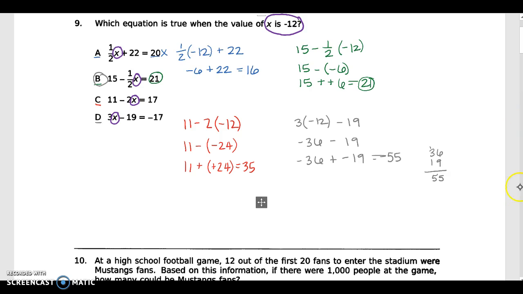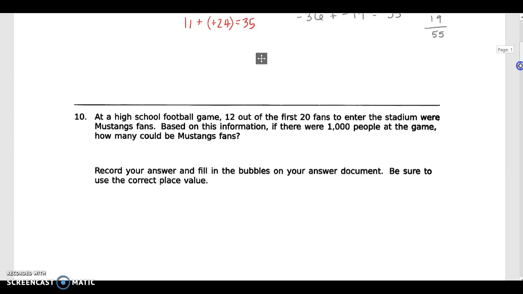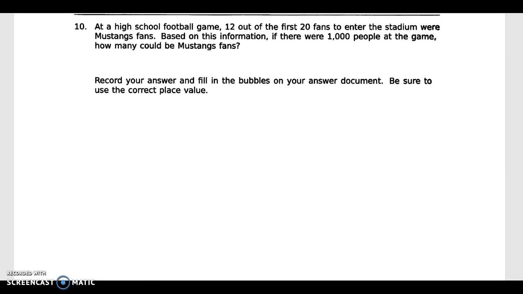Okay, moving right along to number 10. It says, at a high school football game, 12 out of the first 20 fans to enter the stadium were Mustang fans. Based on this information, if there were 1,000 people at the game, how many could be Mustang fans? So it says 12 out of the first 20 are Mustang fans. So 12 out of 20. It says if there were 1,000, how many could be Mustang fans? So that's telling me I'm going to predict, right?